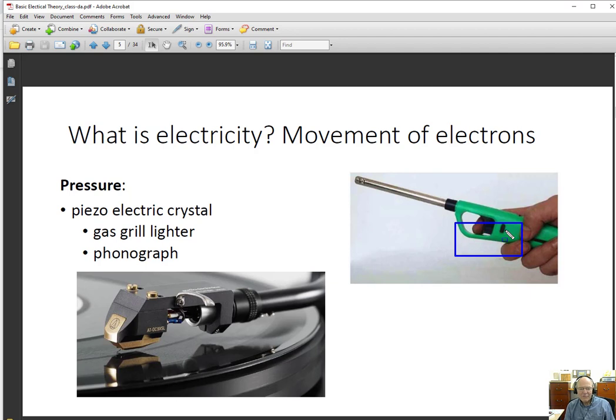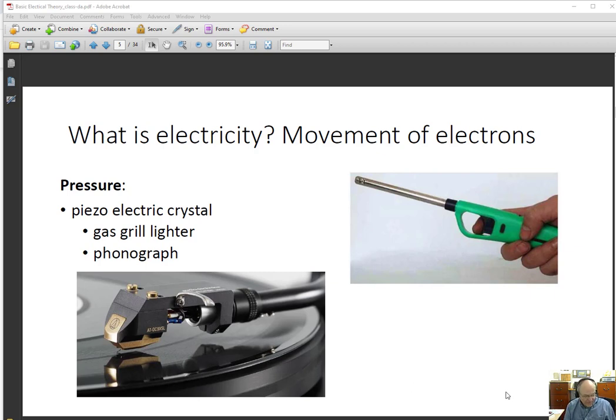And when you squeeze a piezo crystal, it discharges electrons. In this case, they go through a conductor and then jump across an air gap right here. And as they jump across, they make an arc, which is similar to what happens when you have lightning. Now, over here, you have another piezo crystal.